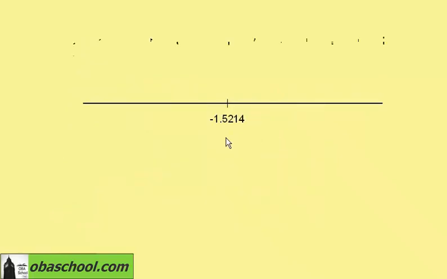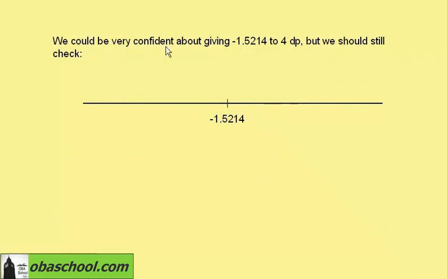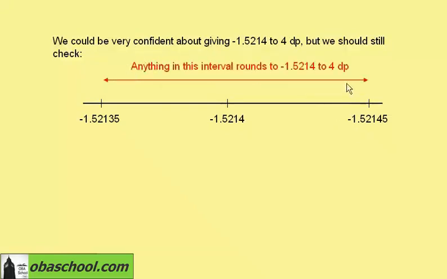We should still check. We could be very confident about giving minus 1.5214 to 4 decimal places as our answer, but we should always do this check. To the left we have minus 1.52135, and to the right minus 1.52145. Anything which is in this interval would round to minus 1.5214, correct to 4 decimal places.